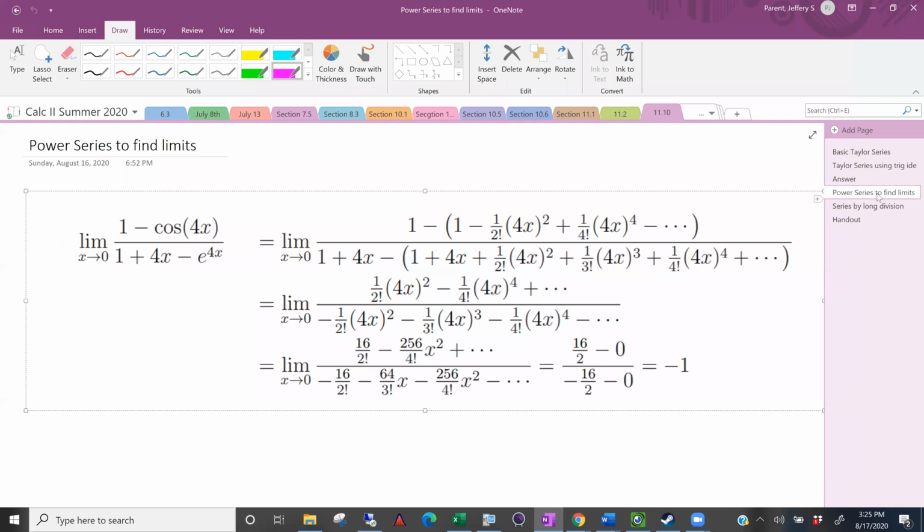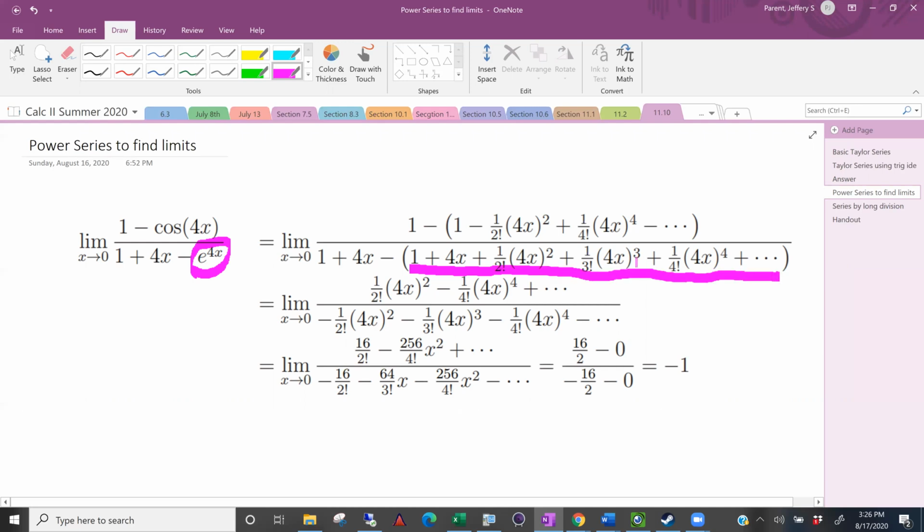So here you go. So 1 minus the series for cosine of 4x. And what they've done is they've expanded that here so they didn't just write it in series notation. And likewise, they took and expanded the series for e to the 4x. And that series is right here. Now, both of these terms in the numerator and denominator will simplify.